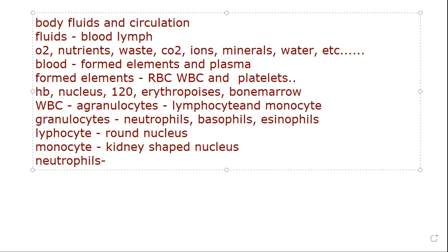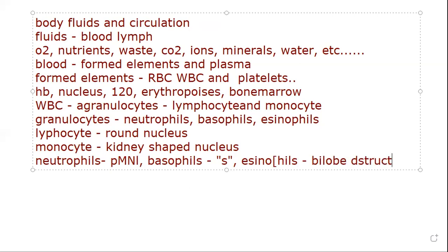Neutrophils are polymorphonuclear, having about 3 to 5 lobes connected to each other. Basophil has an S-shaped nucleus. Eosinophils have a bilobed structure. Like this, we are going to classify them.